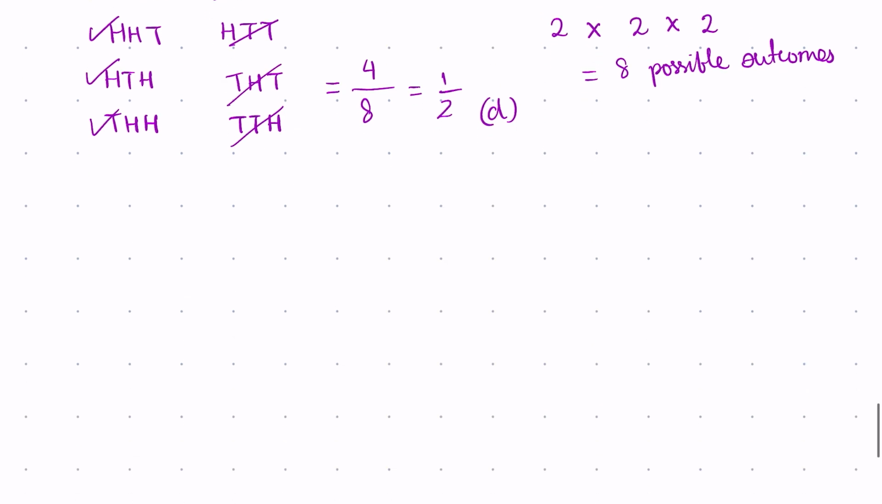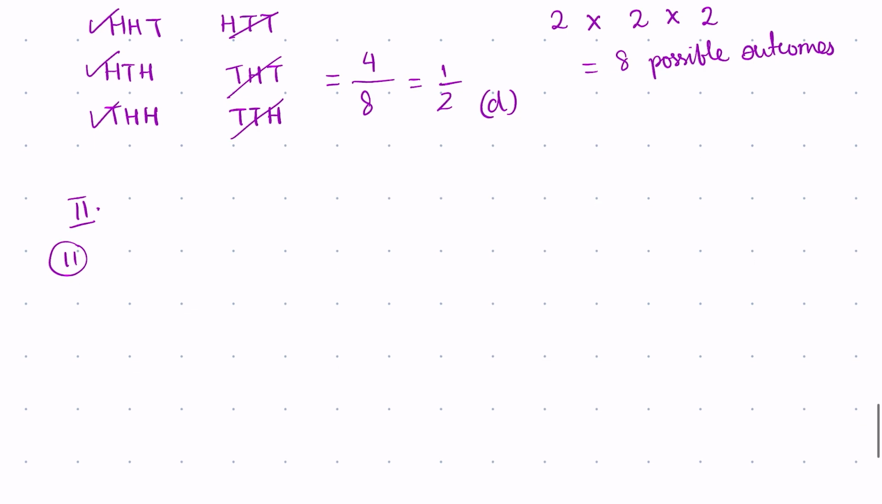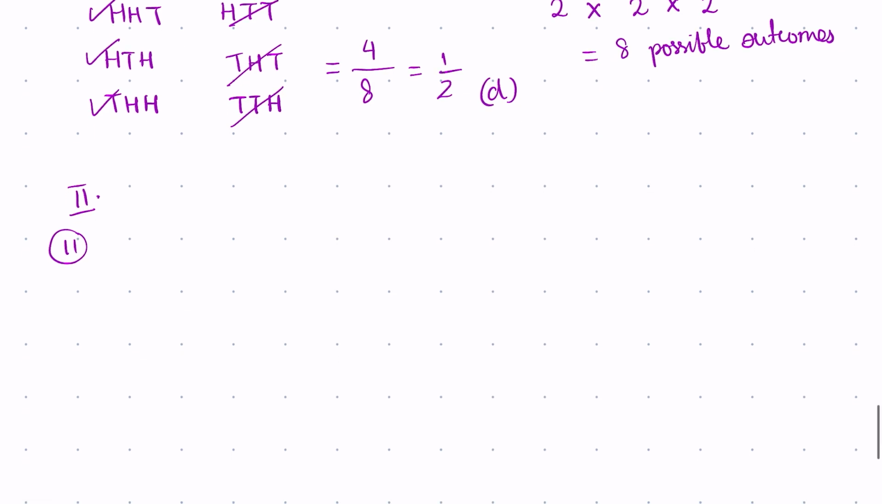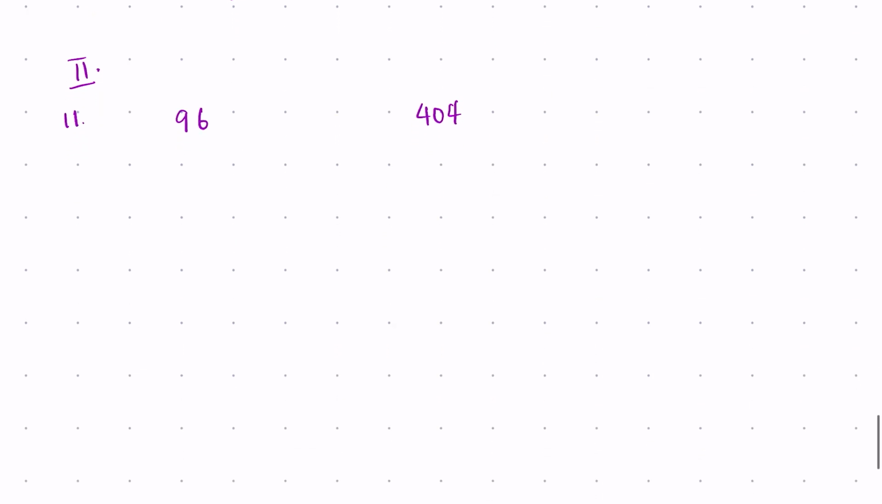All right. We move on to question number 11. That's the second section. Question number 11, what does this say? Question number 11 says, find the HCF of 96 and 404 by prime factorization method. Okay, let's prime factorize 96. So 2 times 48 is 96, 2 times 24 is 48.